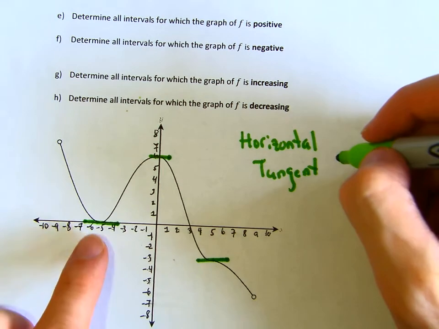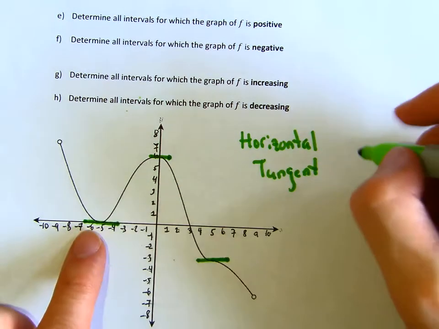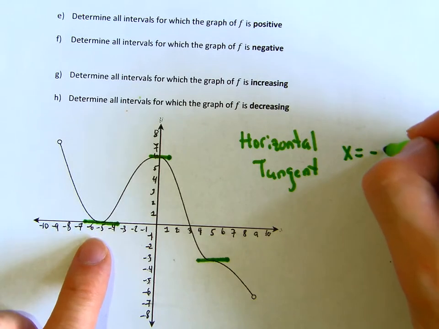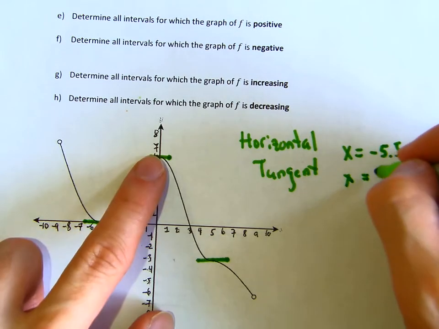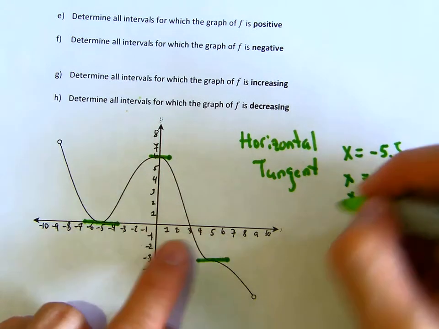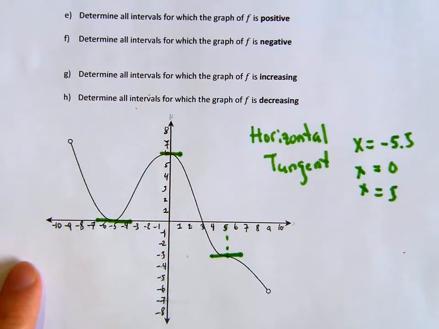So where are the horizontal tangent lines? At x equals, let's say, negative 5.5, x equals 0, and x equals 5. Those are the horizontal tangent lines.